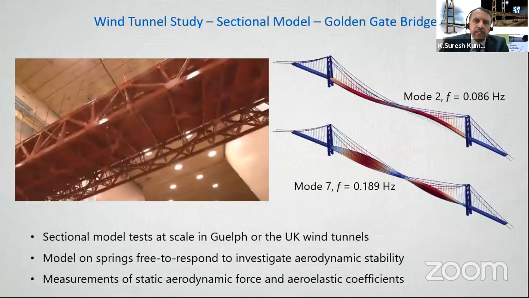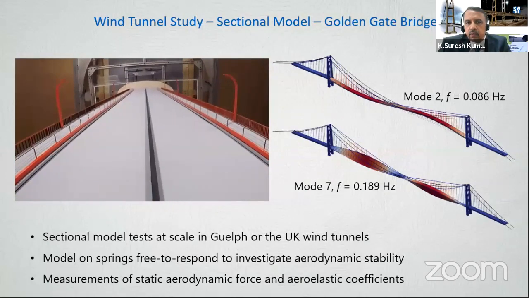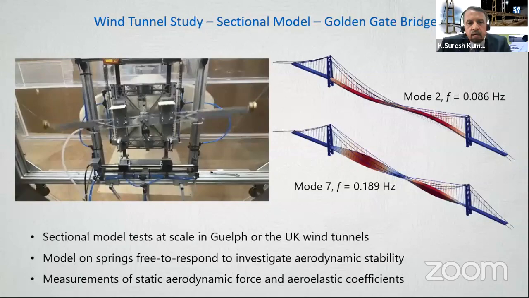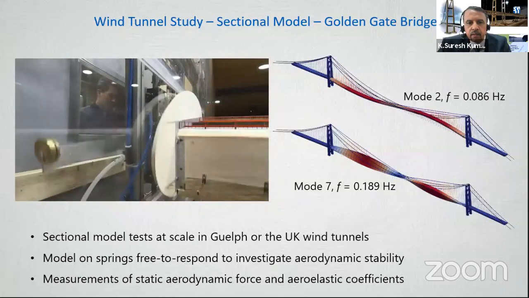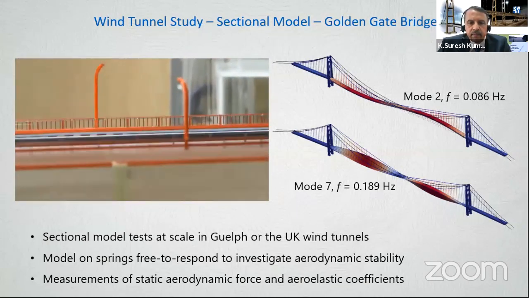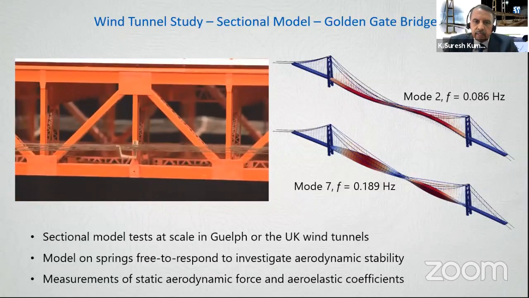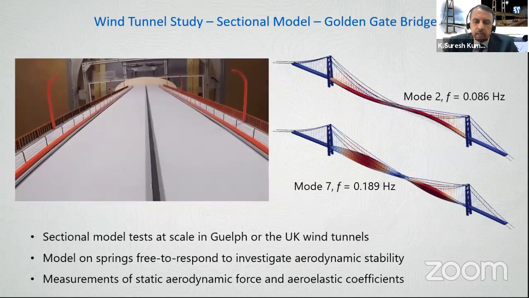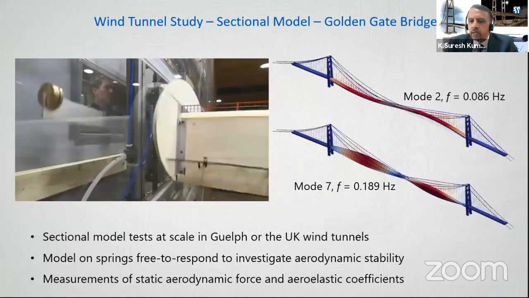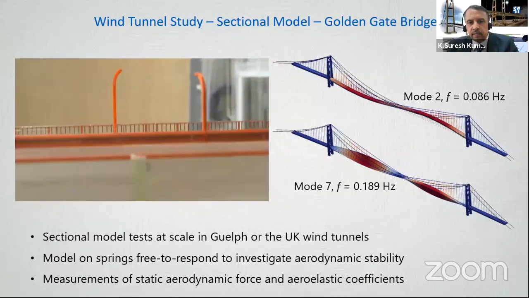This is the section model study of the Golden Gate, which is undergoing right now. You can see the vertical mode, which is very low frequency, with the torsional mode, which is also relatively low frequency. The motions you're seeing are related to the torsional vibrations, happening at 0.189 hertz, more or less a purely torsional issue. And this is going through rigorous retrofitting measures with fences and other kinds of elements. You can see how well you can simulate these things in the wind tunnel.